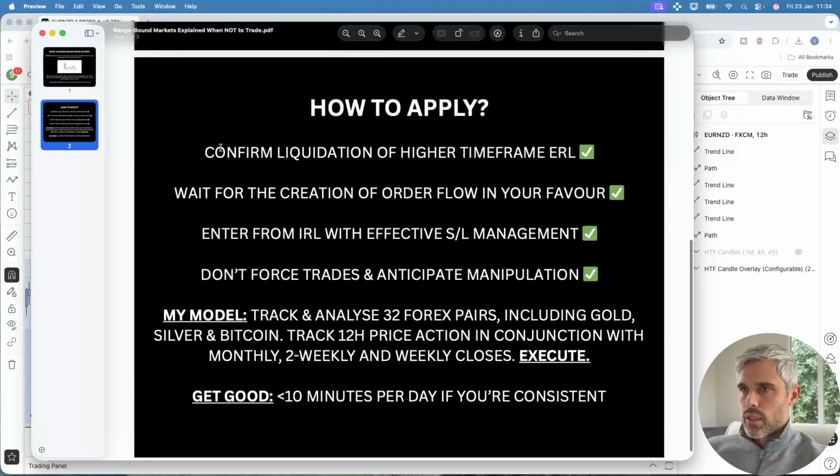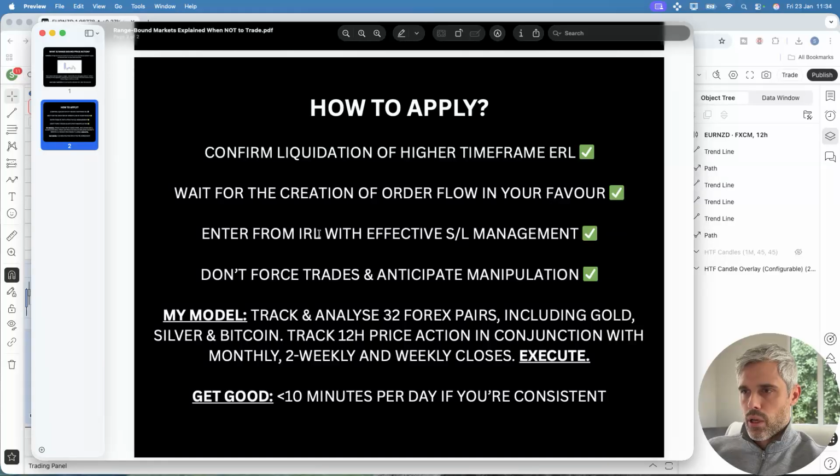Essentially what you want to do is confirm liquidations of your higher time frame candles. So always trade from external range liquidity to the next point of opposing range liquidity. So your higher time frame has to make sense. If you're seeing consolidation on one of your intermediate time frames, just go up a time frame and see, does this trade still make sense? Wait for the creation of order flow or internal range liquidity in your favor to actually place trades, but be more conservative with your stop.